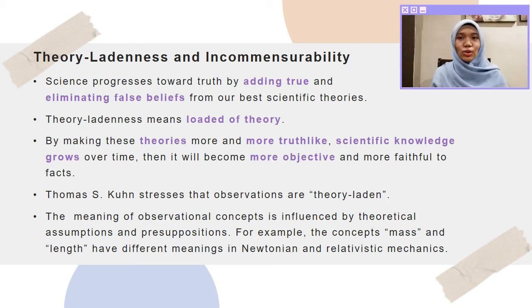By making this theory more and more truth-like, scientific knowledge grows over time, then it will become more objective and more faithful to the facts. Thomas S. Kuhn stresses that observations are theory-laden. The meaning of observational concept is influenced by theoretical assumption and presupposition. For example, the concepts mass and length have different meaning in Newtonian and relativistic mechanics.